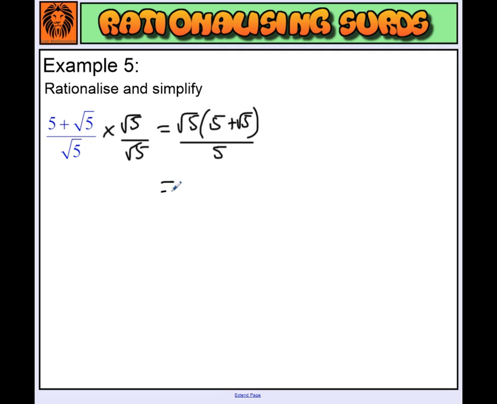Now using what we know about multiplying out brackets with surds, if we multiply root 5 by 5, we get 5 root 5. And if we multiply root 5 by root 5, we're going to get 5. Remember, this is all over 5. And the last stage is we need to take out a common factor of 5. So 5 root 5 divided by 5 is root 5, and 5 divided by 5 is 1. So our answer for this is root 5 plus 1.